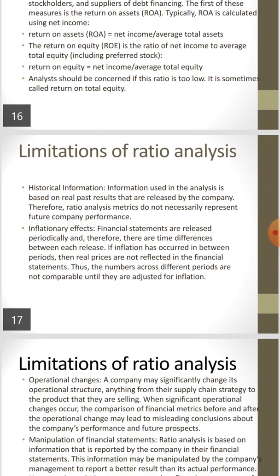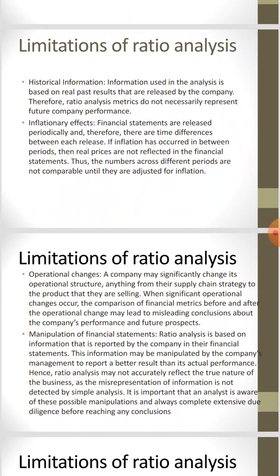Then we move on to the limitations of ratio analysis. The first one and the major one is that these ratios are based on historical information. We use information from past results and from past financial statements to come up with financial ratios. So it does not necessarily mean that the past will represent what is going to happen in the future.